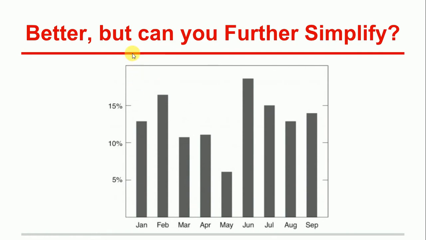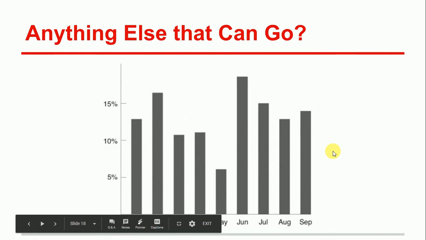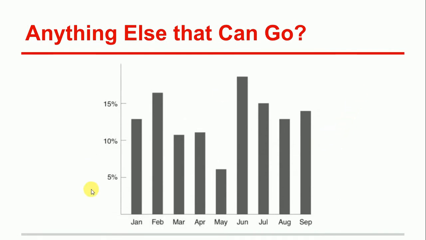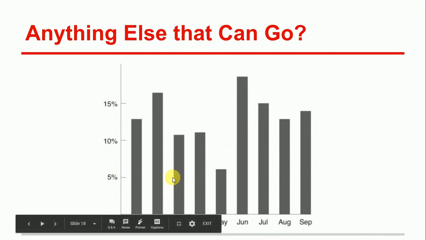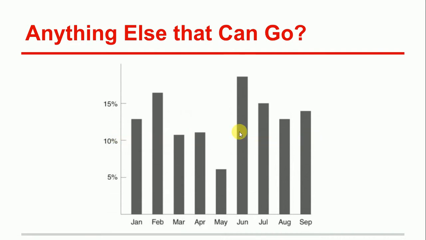But can you simplify this further? Well, yes, let's try to get rid of unnecessary boundaries. So this is what you end up with. Now, is there anything else you can do? Well, yes. It's worthwhile to have a grid here which goes all across. But rather than putting a line, let's get rid of one.